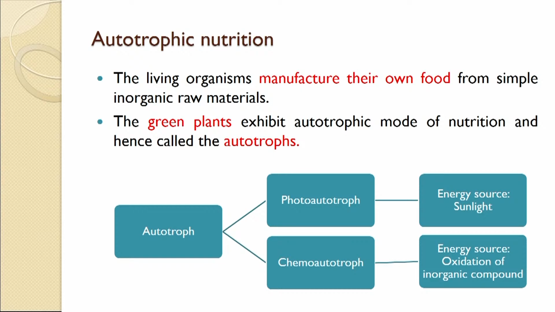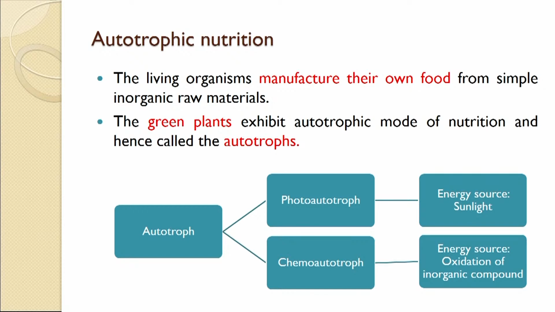In case of autotrophic nutrition, the organism can synthesize their own food by the use of raw material like sunlight, carbon dioxide, water. So here we have already discussed that the green plant can synthesize their food on their own. So the green plants are an example of autotrophic nutrition, and therefore the green plants are called autotrophs.